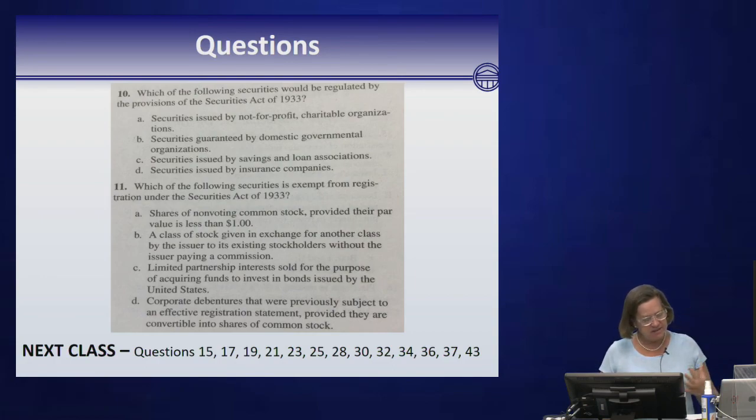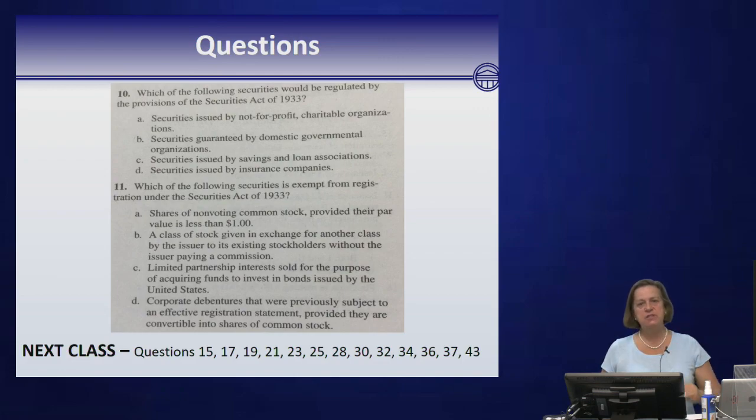And then finally, last question for the day is, which of the following securities is exempt from registration under the Securities Act of 1933? And the only one that would be exempt from registration is B, a class of stock given in exchange for another class by the issuer to its existing stockholders without the issuer paying a commission. And so that is the answer.